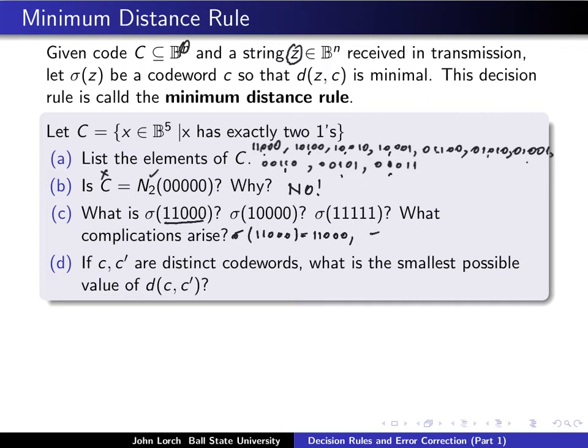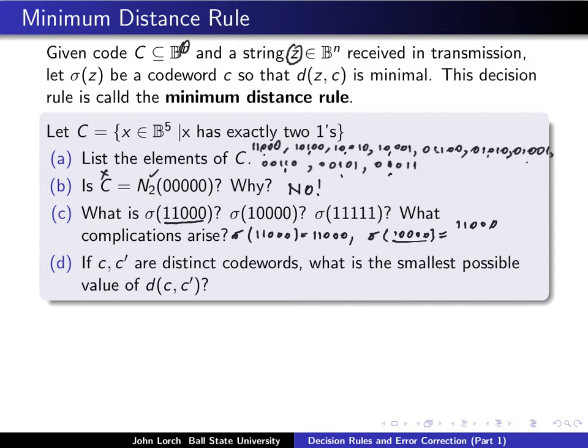Okay, now what about sigma of 10000? Well, that string is not a code word. So now I'm going to be looking for a code word that is as close as possible to this. And, well, one possibility might be 11000. That is of distance 1 from the received string.